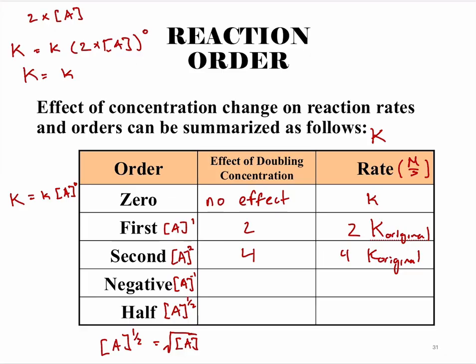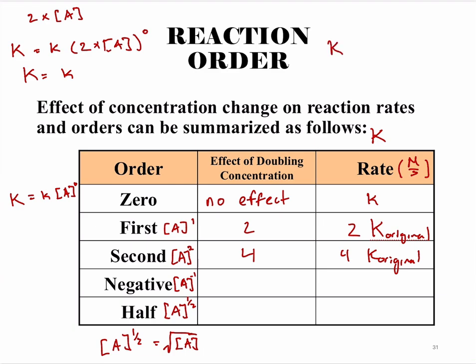Does anyone have an answer for negative? -2. So it should still be a positive number, right? Because the rate of the reaction is always going to be what? Positive. So the only thing we're doing here is replacing it with a -1.